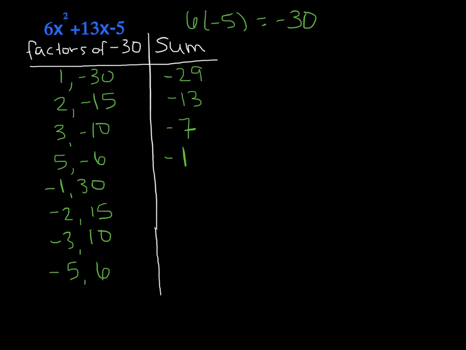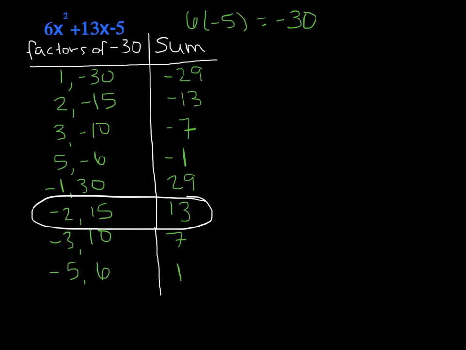Negative 1 plus 30 is 29. Negative 2 plus 15 is 13. Oh, that's a good number. I like it, but let's finish them just to make sure. We've got negative 3 and 10 gives us 7. And negative 5 plus 6 gives us 1. So we have found our magical combination here.